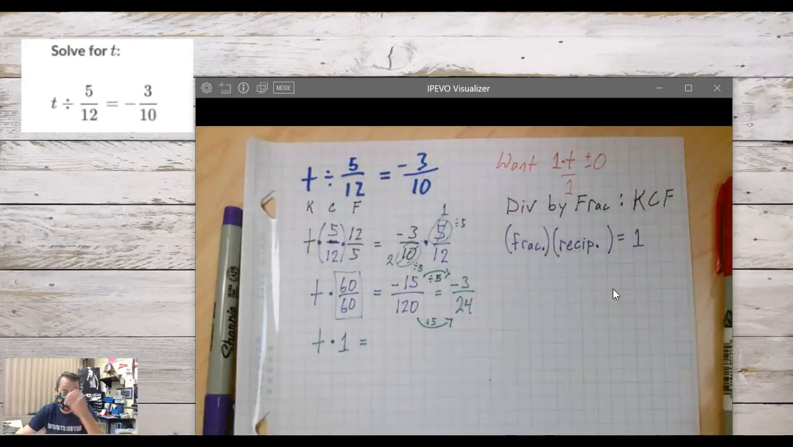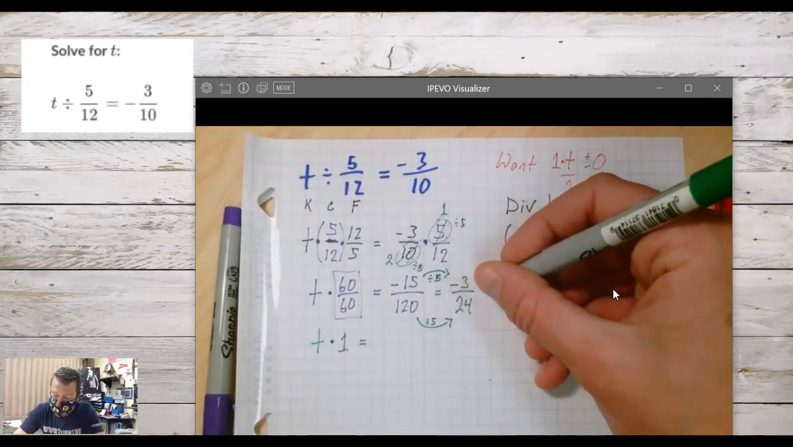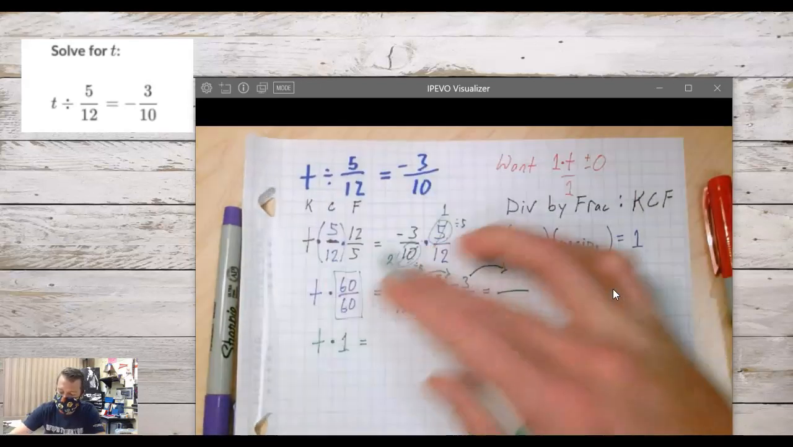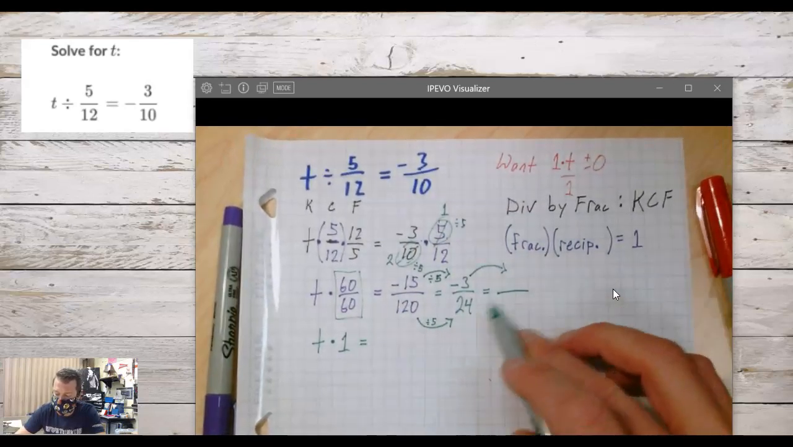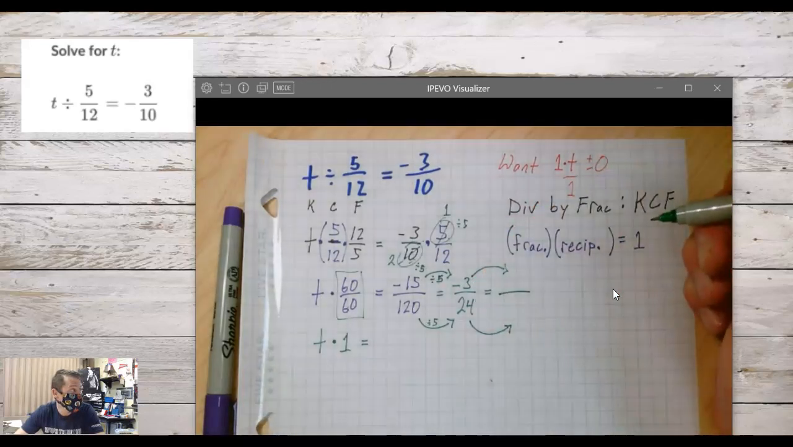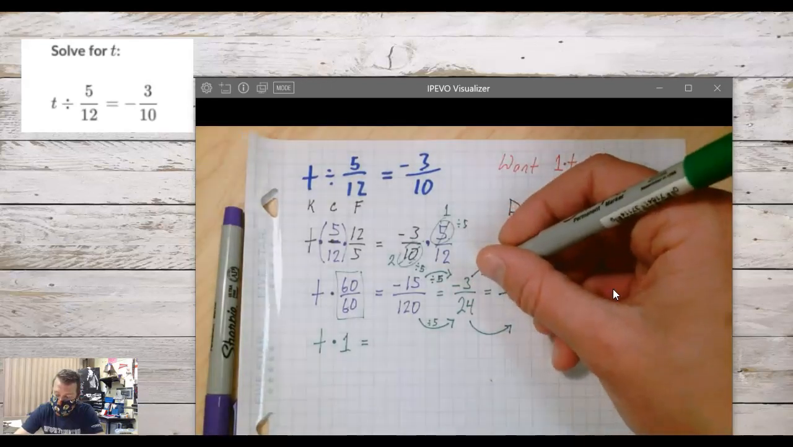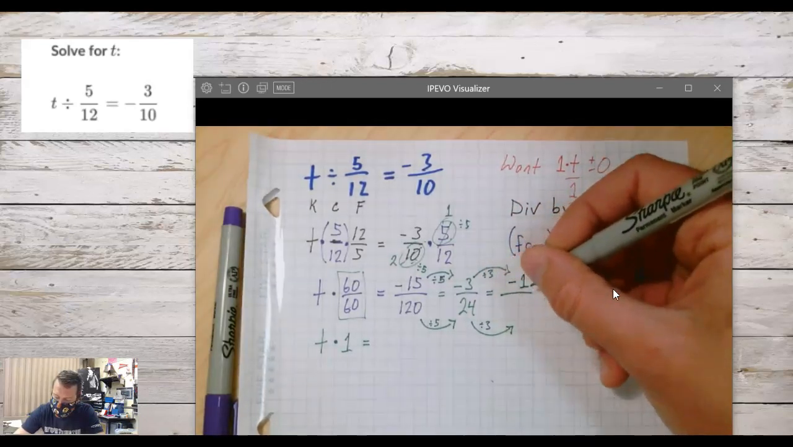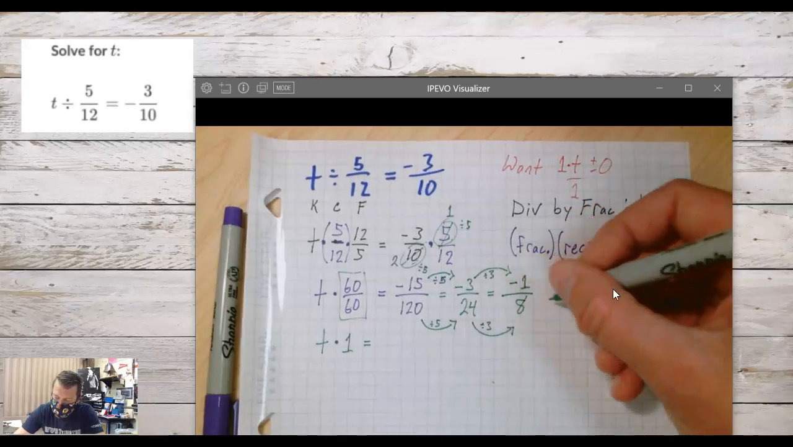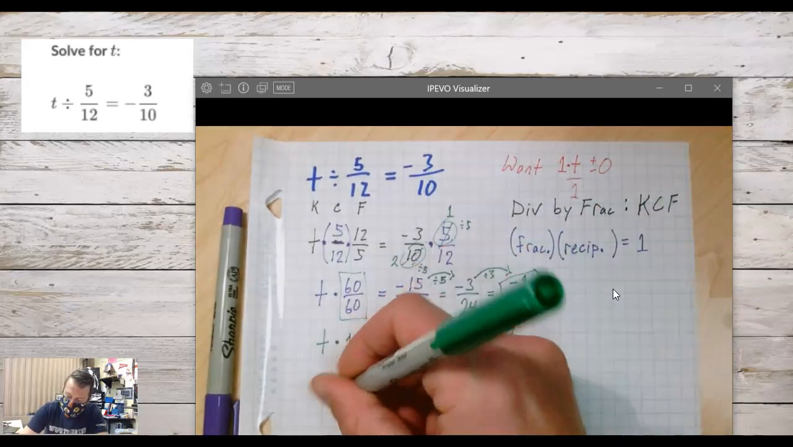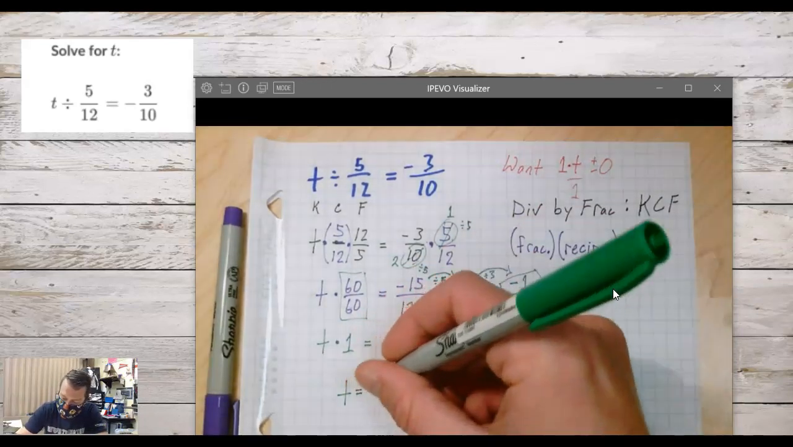Like we talked about in class that previous day, you don't have to do cross reduction. But we can now actually reduce still. And this might be why people are getting this question wrong. If you did everything else but still forgot to reduce, if it asks for it in reduced form, you gotta reduce. So 3 and 24 can both divide by 3. So we get negative 1 over 8, 24 divided by 3. So this should be as reduced as we can get. So t equals negative 1/8.